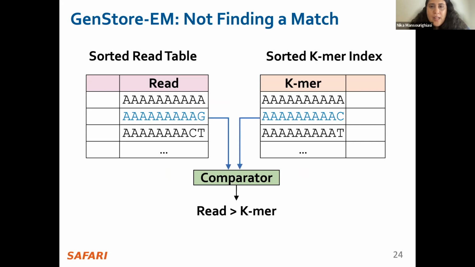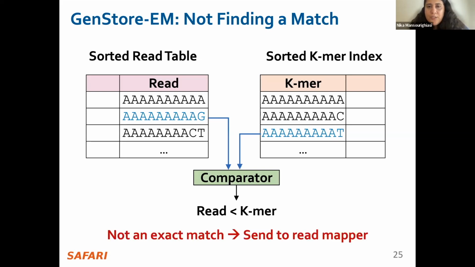And if the read is alphabetically larger than the k-mer, we conclude that the k-mer does not match any read and go to the next element in the index so we can examine the next k-mer. And finally, if the k-mer is alphabetically larger than the read, we conclude that the read does not match any k-mer in the index and needs to be sent to the full read mapping process, because we've been sequentially scanning. So if there was any match, we would have found it by now. So, okay, that's a non-matching read.